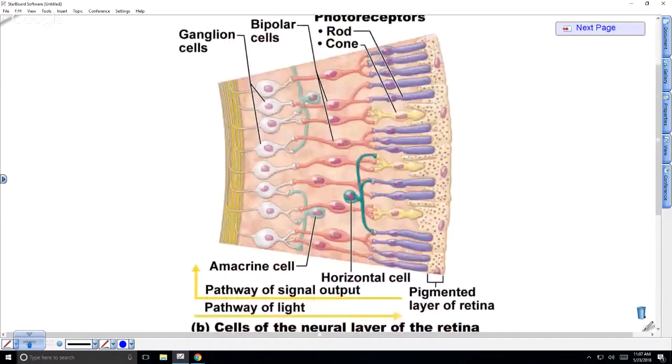So this is my diagram. So this would be a cone, right? The shape, and this would be my rod. And then notice that they synapse with these other cells that are called the bipolar and ganglion. You didn't need to know that. But then they eventually will send an action potential into the central nervous system.